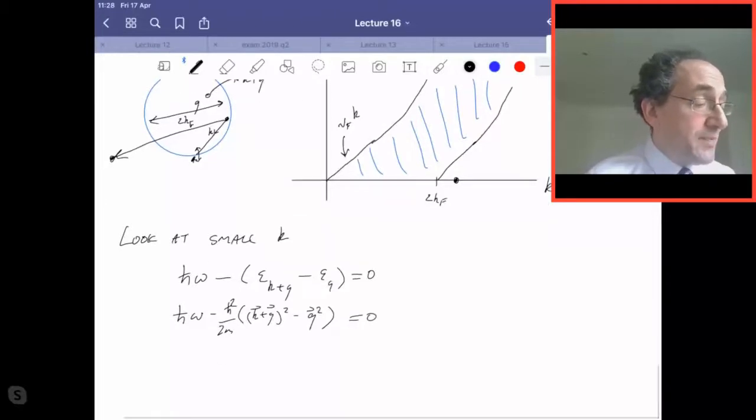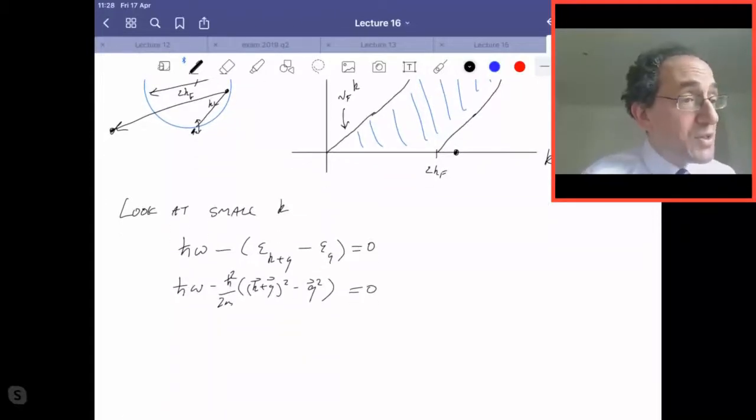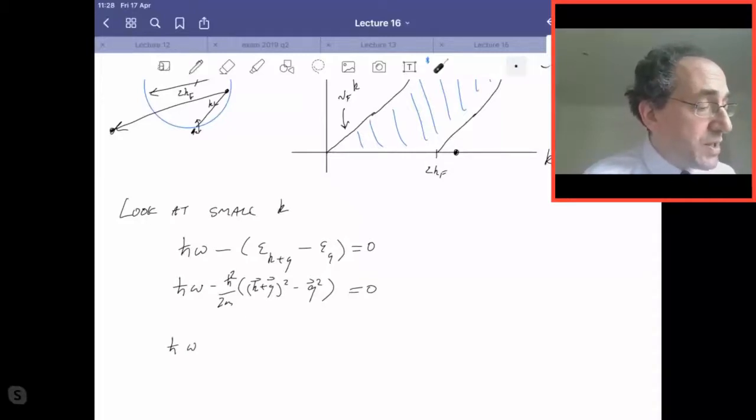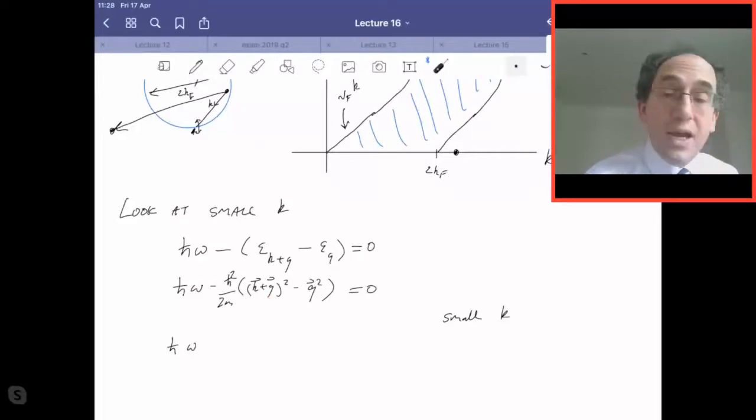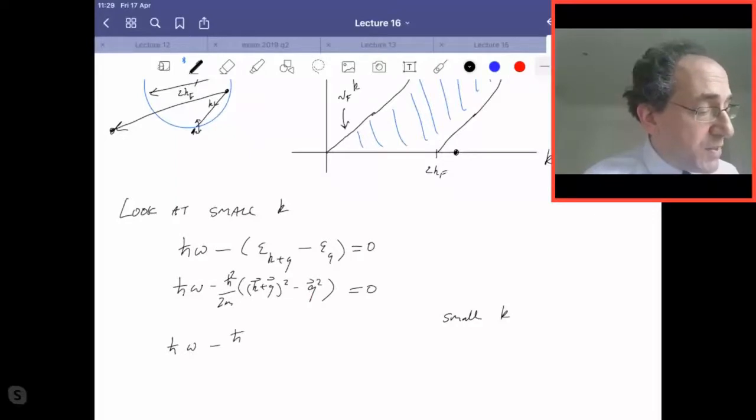And we want k to be very small, so we can expand. So h bar omega, the k squared term, we can throw away because k is small. So for small k, throw away k squared term. The q squared terms cancel each other. We have a q squared here and a q squared here. Those cancel. And what's left is h bar over m k dot q, like this, and we want that to be 0, k dot q.